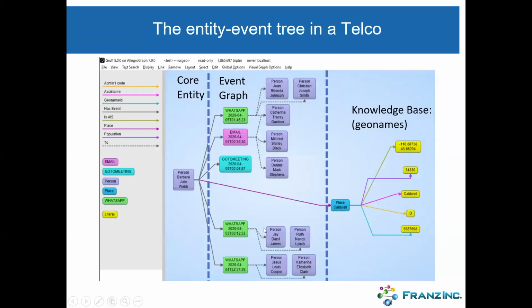Same thing for a telco. You could have a core entity here. You can have an event graph where you have various types of events, and events have a from and a to, so you can see this is the starting person, the core entity of the tree, and here are the events related to it. But one thing that all these people have in common is that they live in a certain place and we know that place. And so for us, the knowledge base, for example, is geonames. So the same model, whether it's for healthcare or telco, is the same entity event tree.